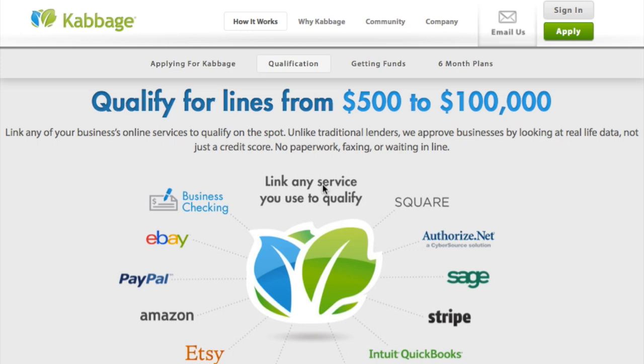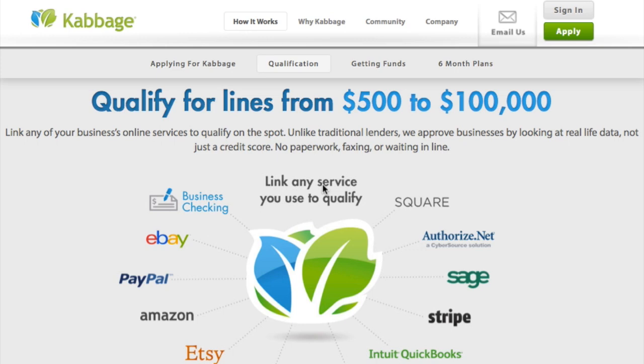Now, Kabbage uses a variety of factors to determine the loan amount a business qualifies for. They will look at revenue, credit score, and years in business, along with other factors. It is important to note, however, that Kabbage is for businesses that have generated revenue for at least 1 year.